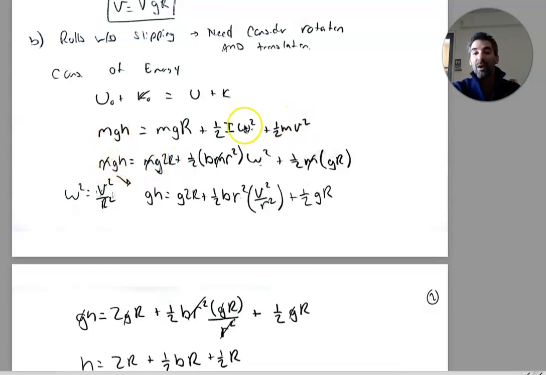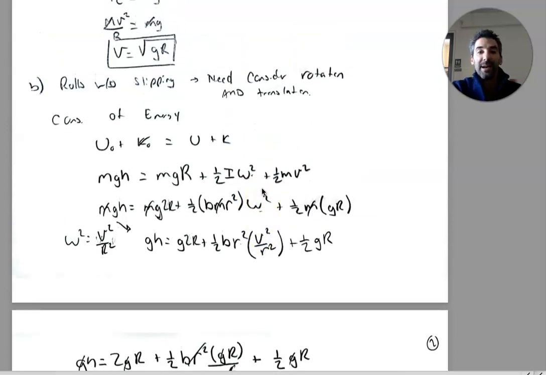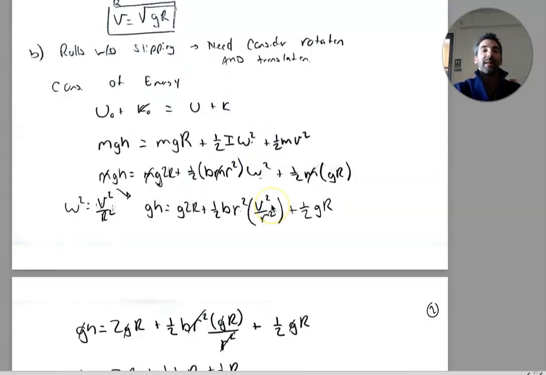So I know right away, once I plug in for my moment of inertia, I've got an m, an m, an m, and the m's go away, and I did this step by step. So this is the moment of inertia plugging in for the ball. Then the next step was, hey, what is my omega? Omega is v squared over r squared, and that has to be the omega of the ball. Make sure you have the right r there.